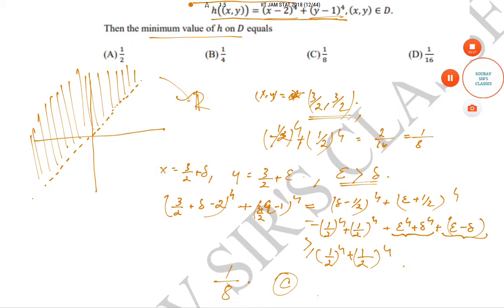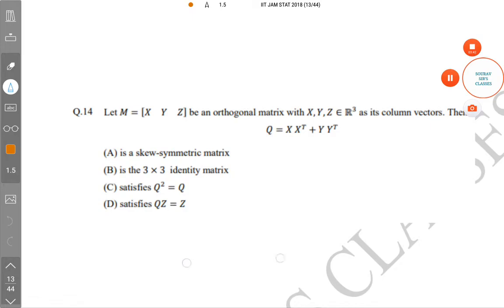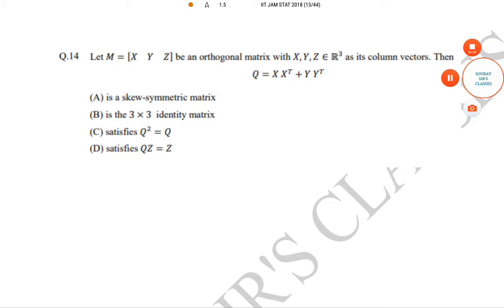Now let us move on to the next problem. The next problem is a matrix problem. It says M equal to [x, y, z] be an orthogonal matrix with x, y, z belonging to R cubed as its column vectors. Then a new matrix Q is defined, which is x x transpose plus y y transpose. The given options are: it is a skew symmetric matrix, it is the 3 cross 3 identity, it satisfies Q squared equal to Q, and it satisfies Qz equal to z.